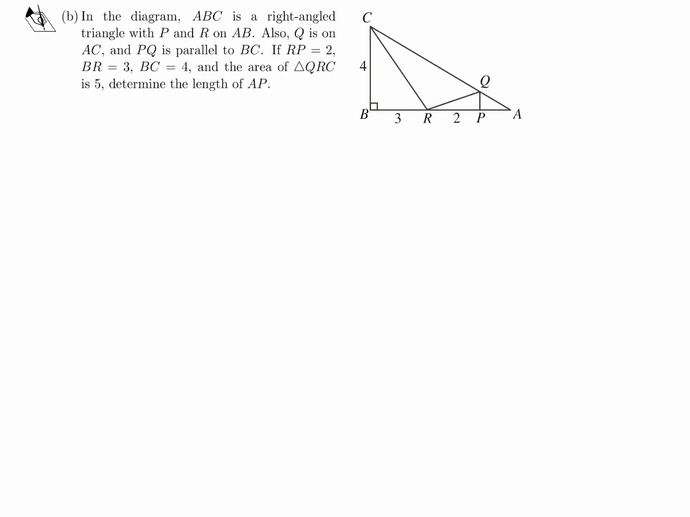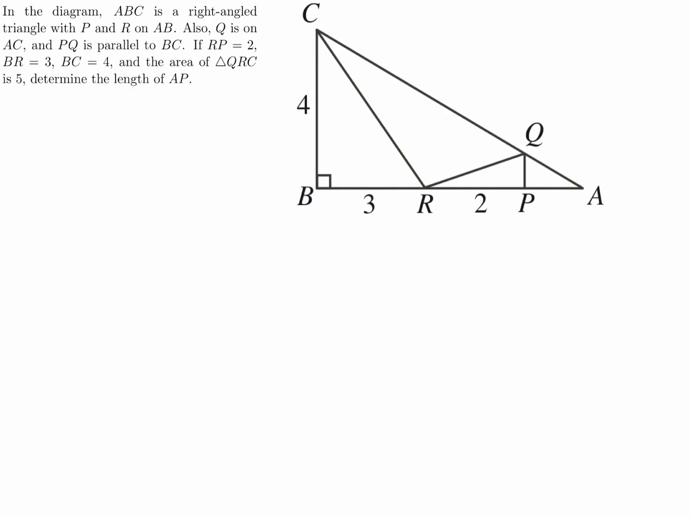In the diagram, ABC is a right angled triangle with P and R on AB. Also, Q is on AC and PQ is parallel to BC. If RP is equal to 2, BR is 3 and BC is 4, the area of triangle QRC is 5, determine the length of AP. They want that length right there.